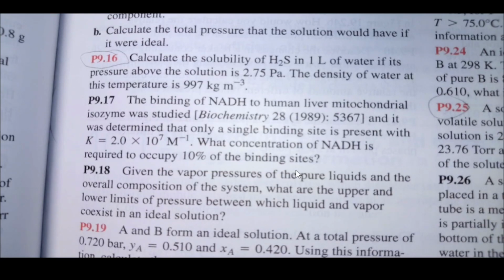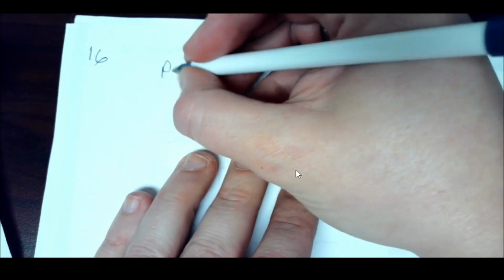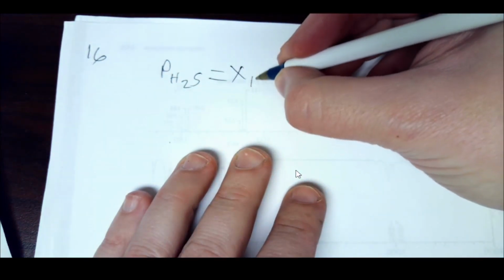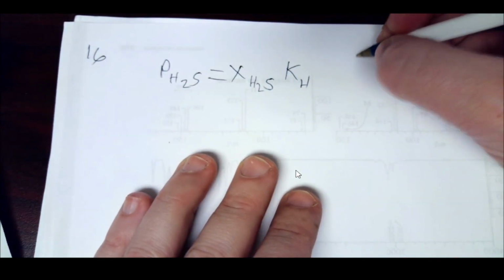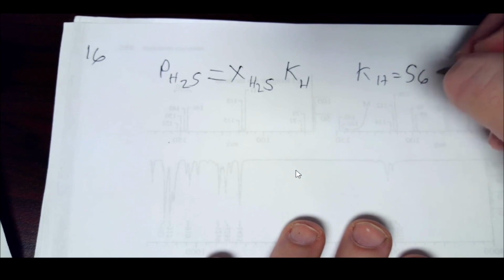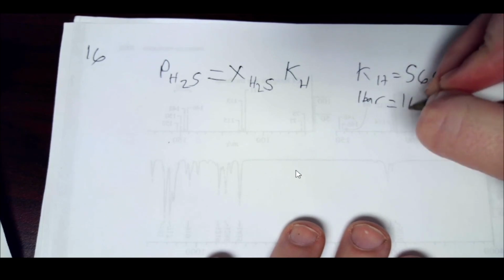Problem number 16. Calculate the solubility of H2S in 1 liter of water if its pressure above solution is 2.75 pascals. The density of water at this temperature is 997 kilograms per meter cubed. Okay, to do this one, you need the equation that the pressure directly relates to the mole fraction times the K sub H of the solvent. So if we look at water, the K sub H of water for this is 568 bar. And of course, 1 bar is equal to 10 to the 5th pascals.